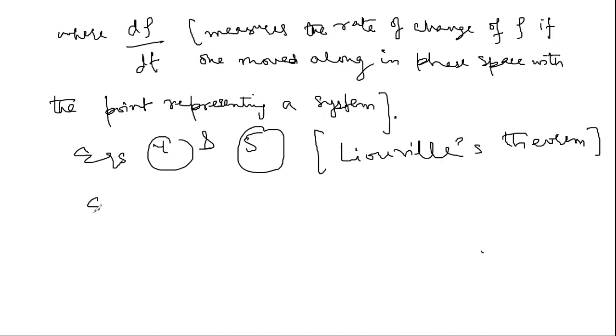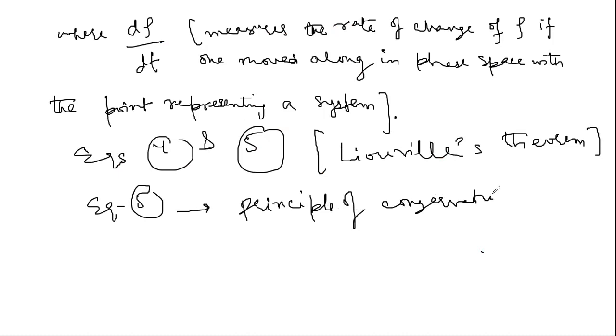Let me write equation 5, which is the form of Liouville's theorem. It is called principle of conservation of density in phase space. Density in phase space. Try to understand it, what it says.